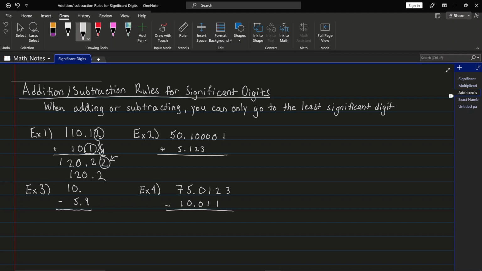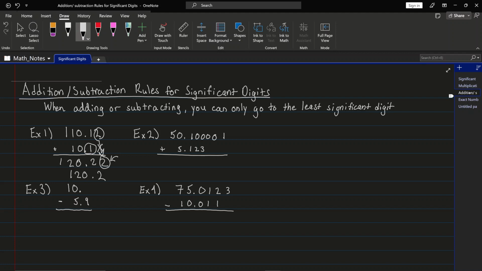So if this was 120.28, you would get 120.3, because this is the least significant term. You can't go anything further. And again, it's best to do these by example, because saying least significant digit just doesn't really click when you're first coming out and doing math.